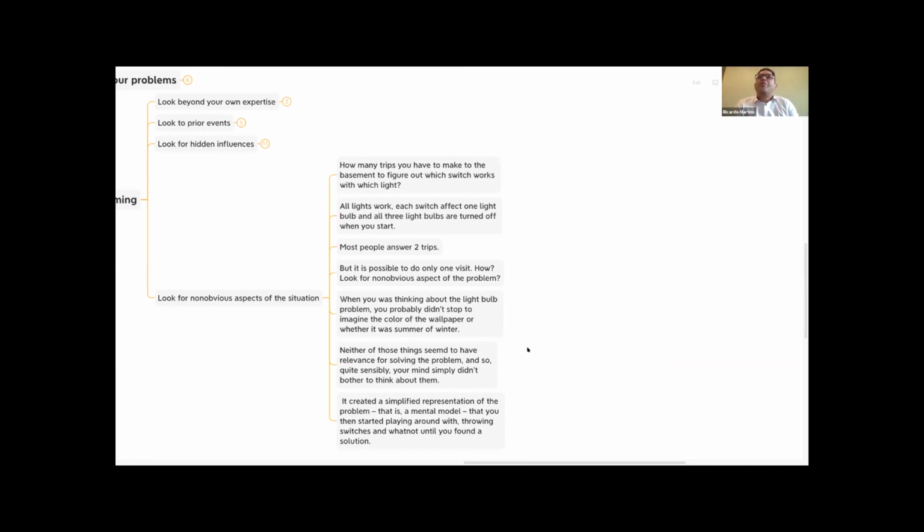What are the non-obvious aspects of the situation? It is the temperature of the lamp. What are the non-obvious aspects of the situation that you are not considering?